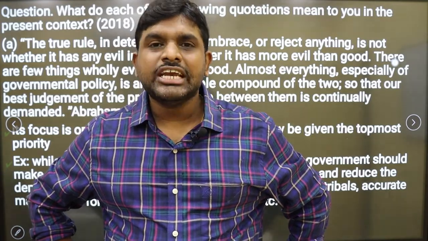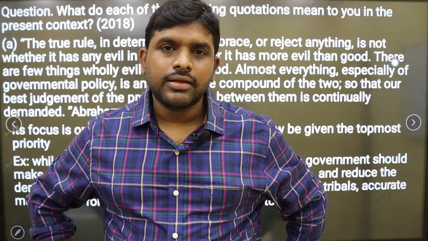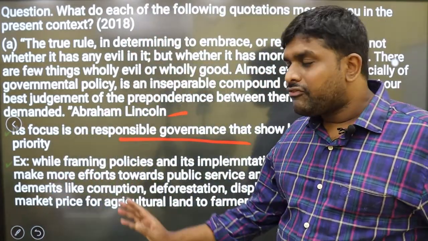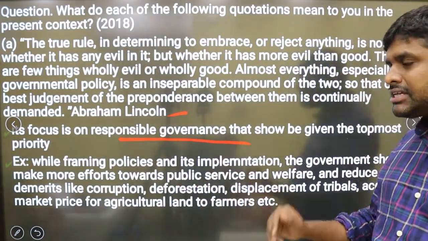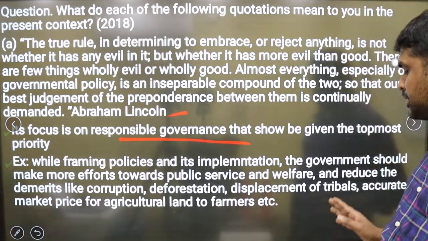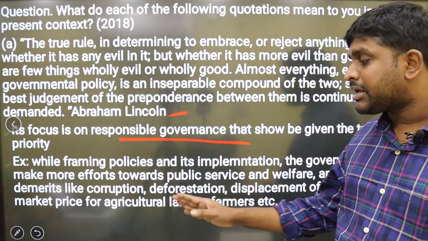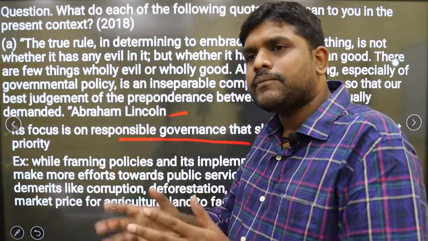Responsibility to the people. The North Korean president is responsible to none, because of which the state is a police state. Responsibility should be there. While framing policies and implementing them, the government should make more efforts towards public service and welfare and reduce demerits like corruption, deforestation, displacement of tribals, and ensure accurate market price for agricultural land to farmers. This all should go hand in hand.